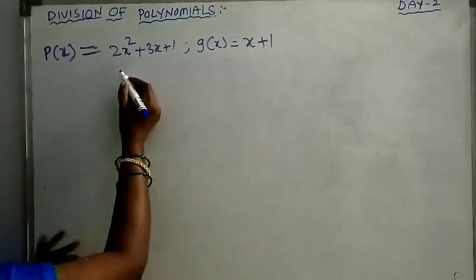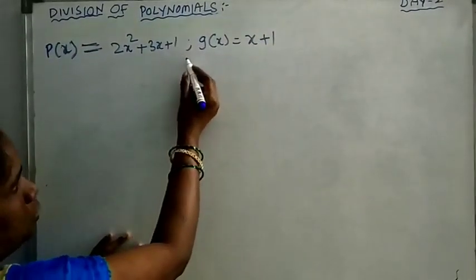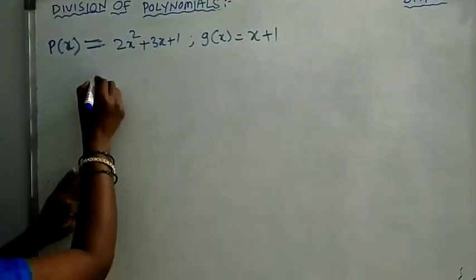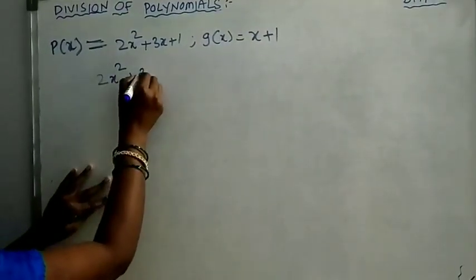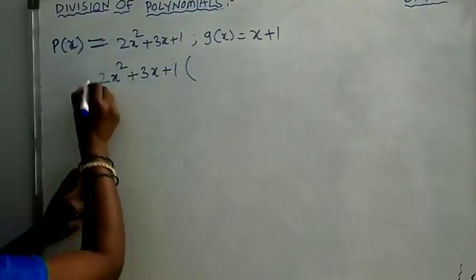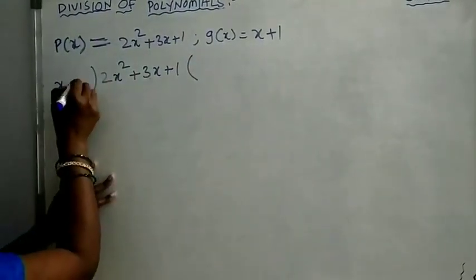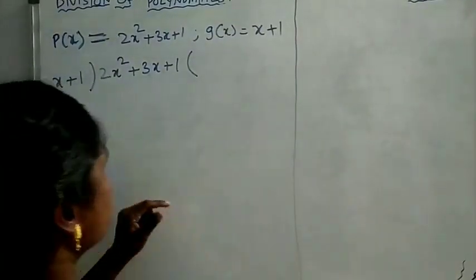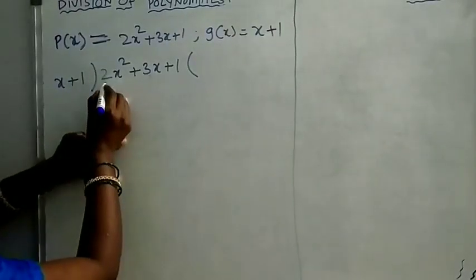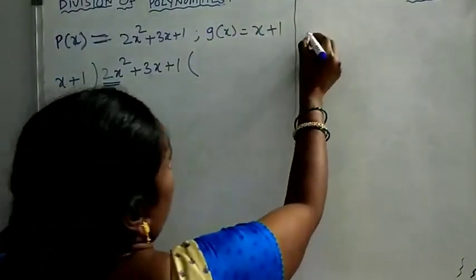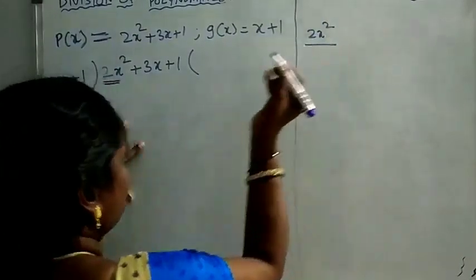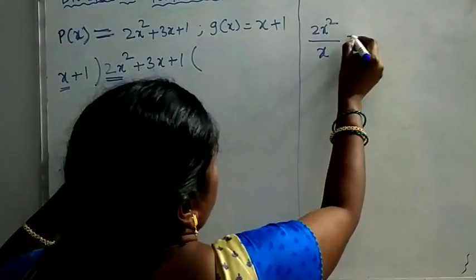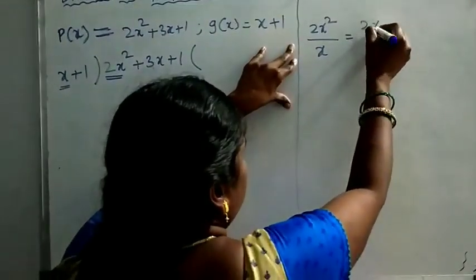Okay, children, we will see one more division. P of x is equal to 2x square plus 3x plus 1 and g of x is equal to x plus 1. We have to divide this polynomial 2x square plus 3x plus 1 with x plus 1. So same process, children, like the previous problem. How to do? The first term of dividend 2x square is divided with first term of divisor. It is x. So what is 2x square by x?